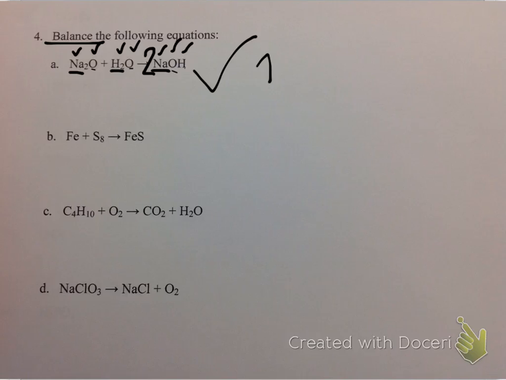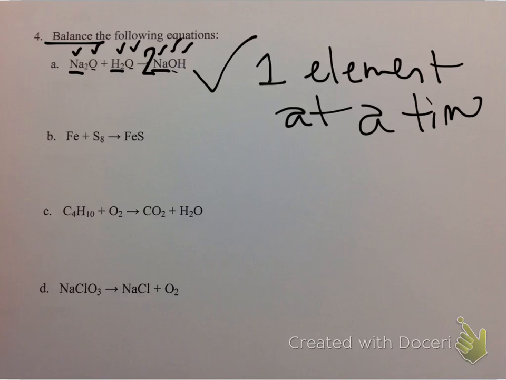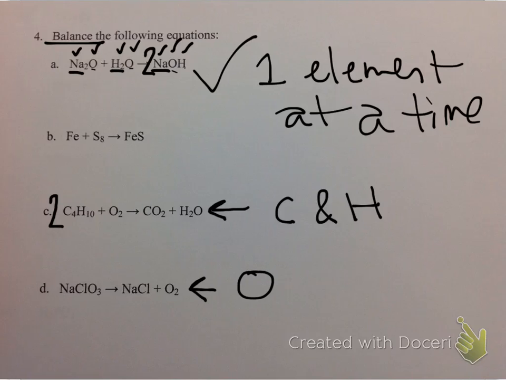Make sure you do one element at a time. If you try to do them all, it's going to get confusing. Alright, so a couple of hints. On this one, do your carbons and your hydrogens first, and I'll give you a hint: you're going to have to put a 2 here. On this one, do your oxygens first. And remember, you've got a 3 and a 2, so you're going to have to go to 6.